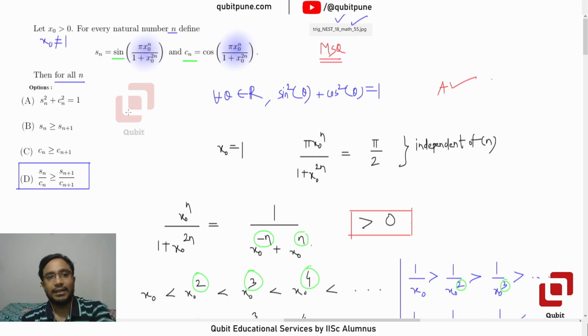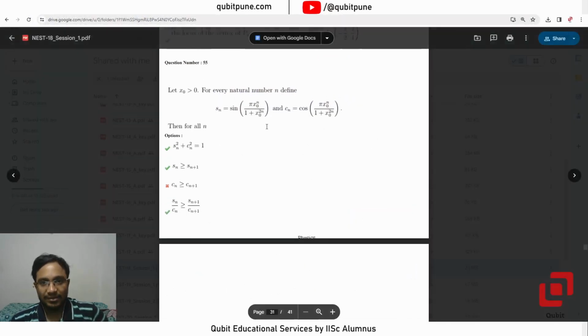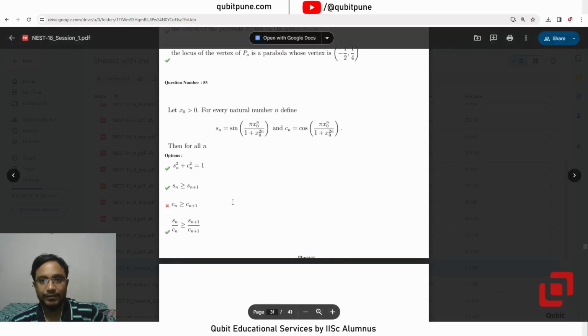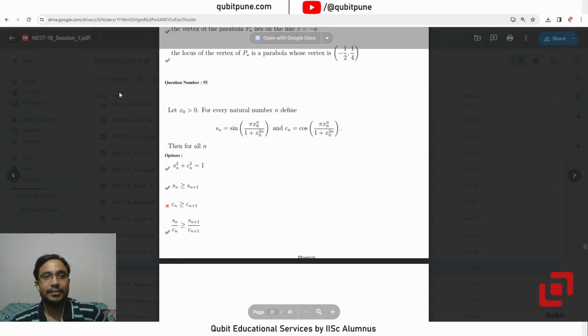All right, so it was a pretty tricky question, considering the fact that we had both sine and cos, that means the trigonometry part, and also the sequences and series part. Now we can go to Desmos and see the behavior of this x naught upon 1 plus x naught raised to 2n function. Yeah, so this is the PDF that I showed you. This is question 55 from that, and that's saying that D is also right.